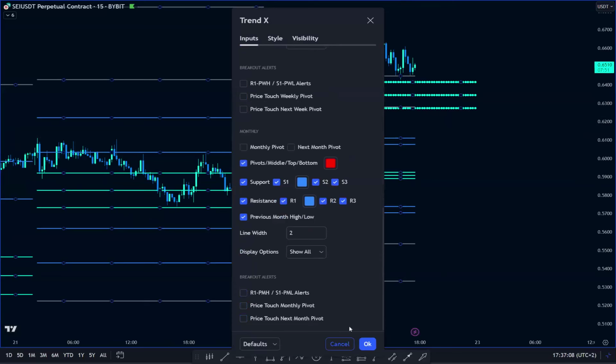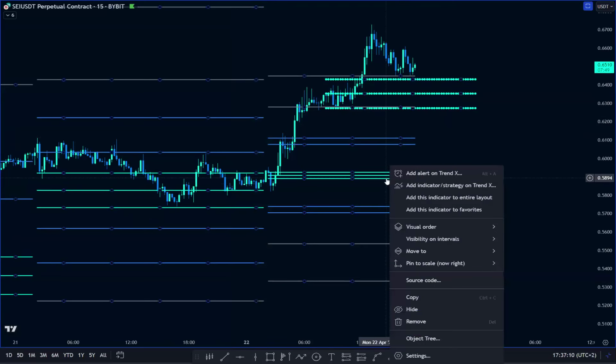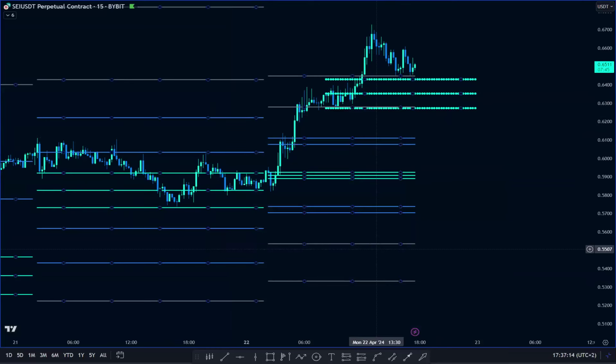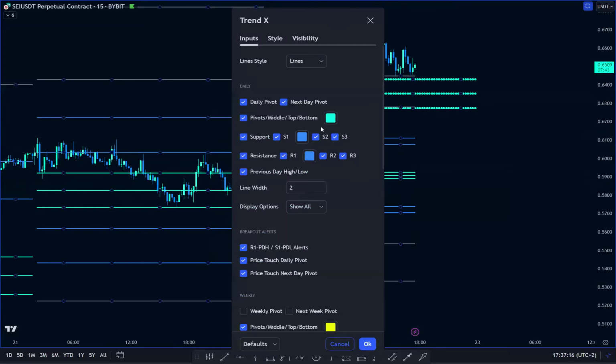And then all you have to do, like I just showed you, is right click, click add alert, select any alert function, and create, and that will be based on the time frame that you added it on, which is the 15-minute now. So it'll only work for the 15-minute now. If you want to add it to different time frames, you can go to different time frames as well.